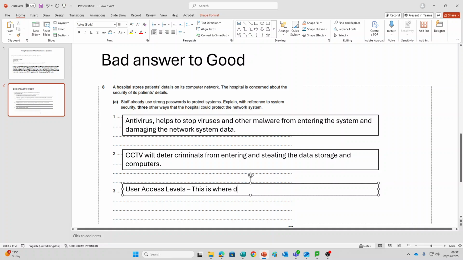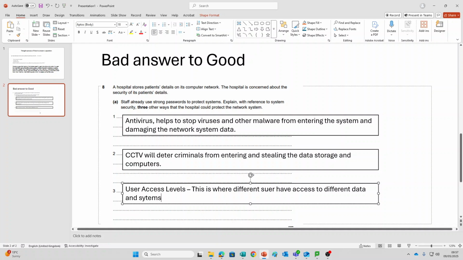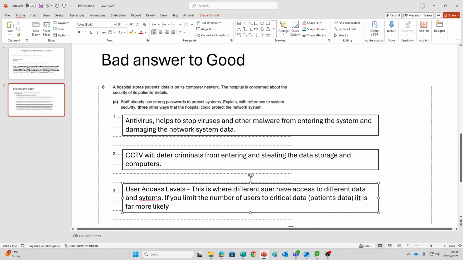This is where different users have access to different data and systems. If you limit the number of users to critical data, patients' data, it is far more likely the data will remain safe. Okay, so that's why I said about user access levels, because if less people can have access to the data, it's far more likely the data will remain safe, etc., etc.